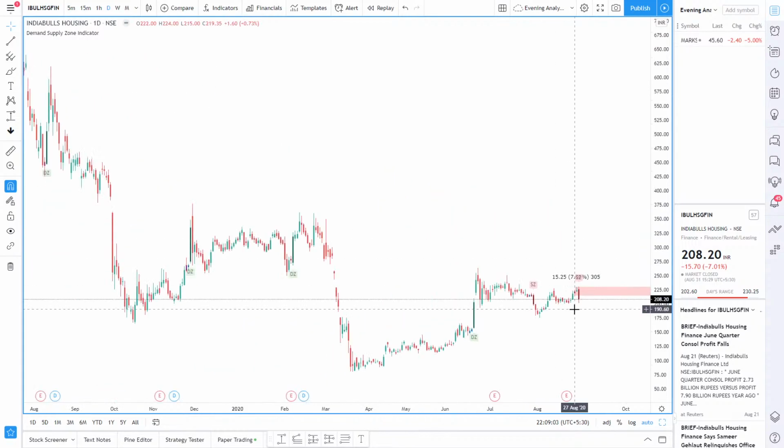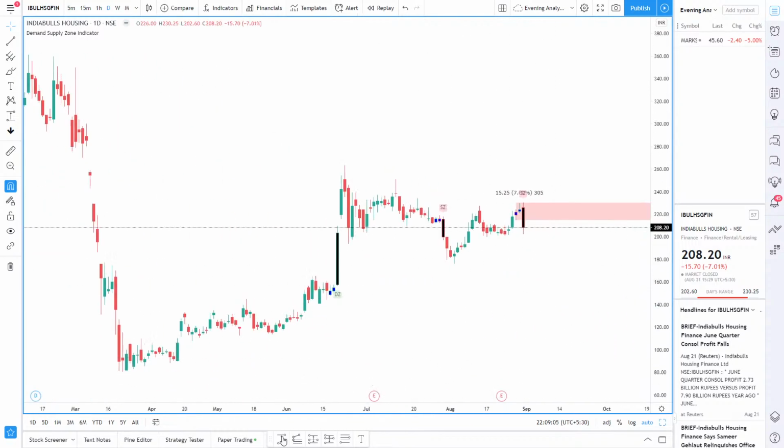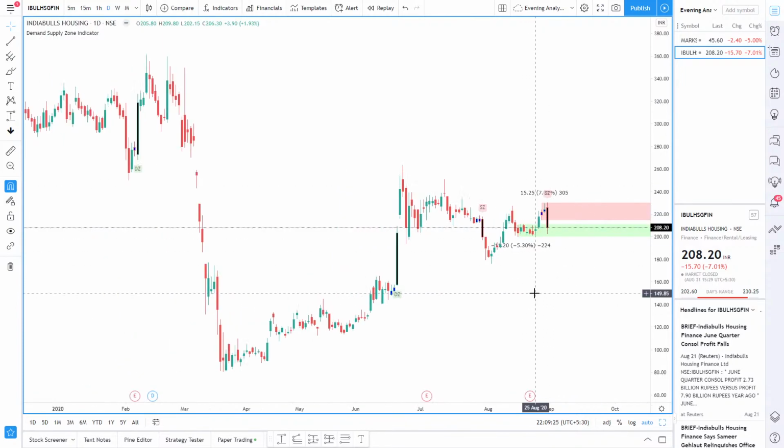Prices are as of now testing that area, so we can mark this because it's a drop base and the prices moved up. It's a structure of a drop based rally. We are inside of that zone, so as of now the demand and supply are pretty close by. We'll have to wait and watch for one of them to get violated, and eventually we can expect prices either to move down or move up. Otherwise it can remain range bound, so we'll have to wait for it.